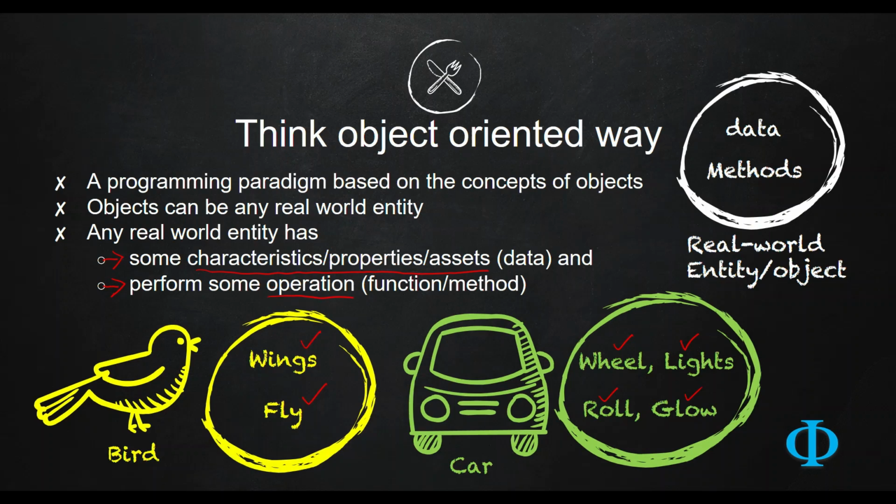Now, in the virtual world, these characteristics or properties or assets are basically represented in the form of data. And the operations are basically represented in the form of either functions or methods. So basically, an object is nothing but a collection of data and methods. So that's the way you should think when you are thinking in an object-oriented way.